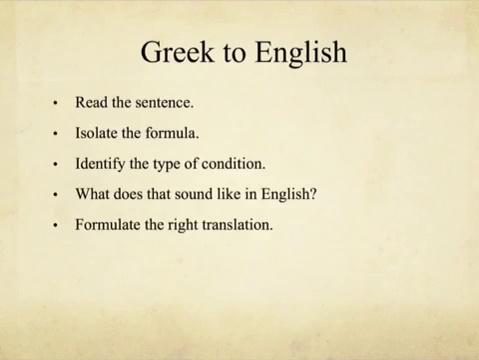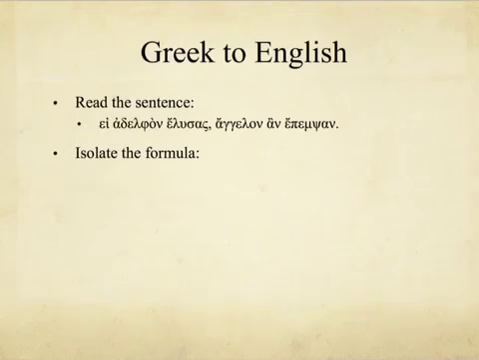English to Greek. If you're looking at Greek and trying to figure out what it means in English, then what you want to do is read the sentence and figure out what the formula is. And from the formula, you'll know what the type of condition is, and then you have to think, okay, what does that type of condition sound like in English? And then you can go to a translation from there. So let's try it, okay?